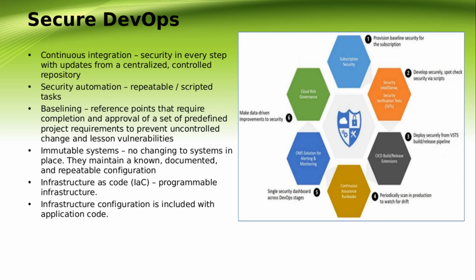The second is the baseline. An SDLC baseline is a reference point in the process that is noted by the completion and subsequent approval of a set of predefined project requirements. The primary goal of a baseline is to prevent uncontrolled change and lessen project vulnerabilities. This is accomplished by implementing a formal change control process for key deliverables at critical points in the SDLC.